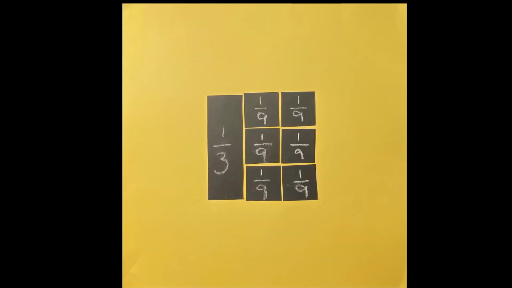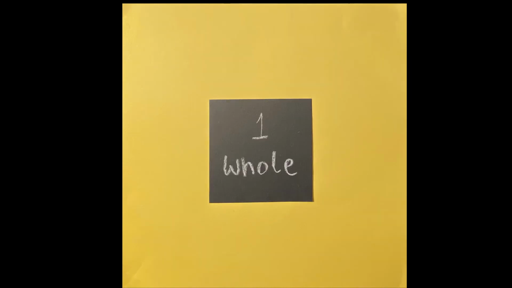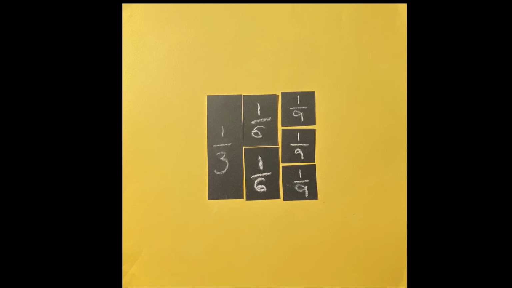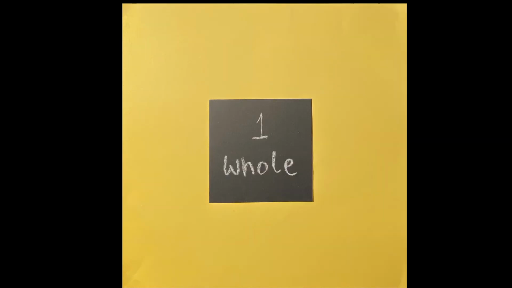Just like before with our halves, quarters and eighths, we can make lots of combinations using thirds, sixths and ninths to make a whole. Here are a few. Can you think of any others? Pause the video now and have a go at trying to make as many combinations as you can using your thirds, sixths and ninths.